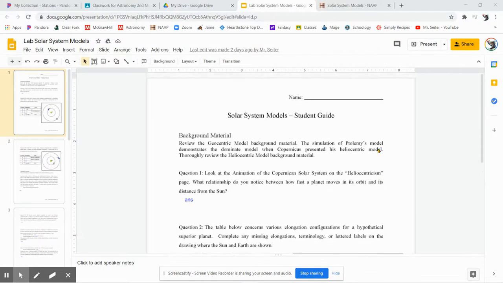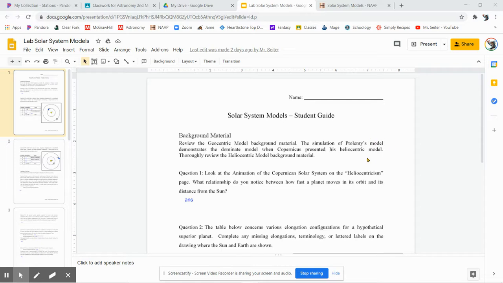All right, so this is the lab, solar system models. I'm going to work through this, thinking maybe I'm expecting too much out of you guys. I don't know, but anyway, background material. Review the geocentric model background material.